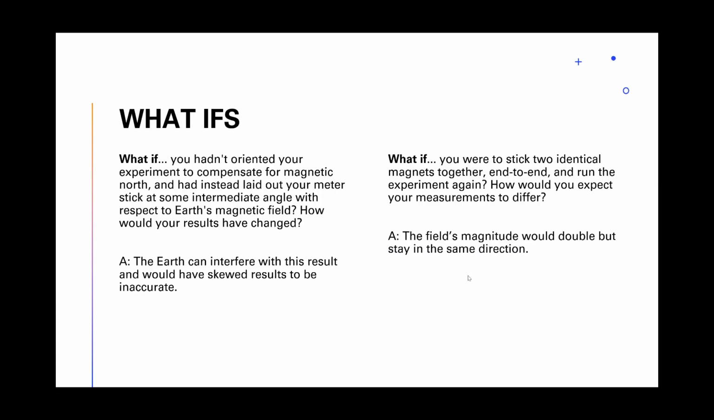For our what ifs, we have: what if you hadn't oriented your experiment to compensate for magnetic north and instead laid the stick at some intermediate angle? This would result in the Earth's magnetic field interfering and skewing our results to a varying degree, depending on how badly we skewed our angle when trying to compensate for the field. And what if you were to stick two identical magnets together end to end and run the experiment? The field's magnitude would just double but stay in the same direction.